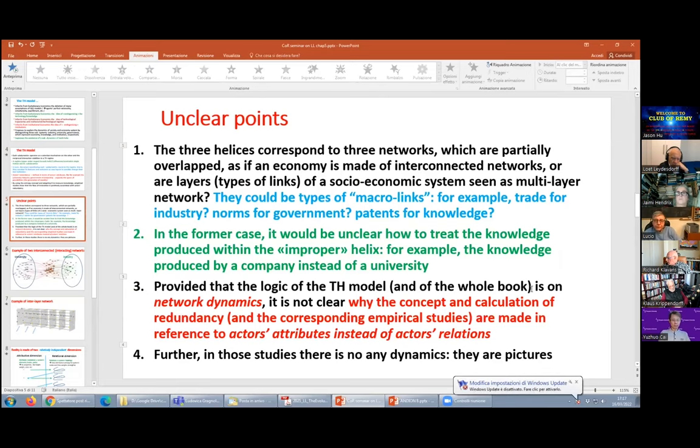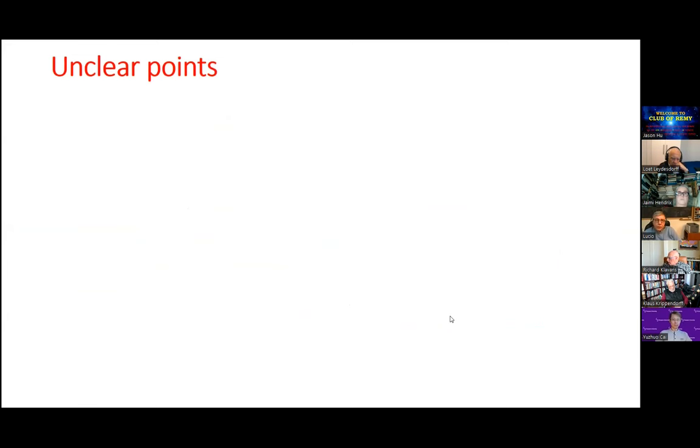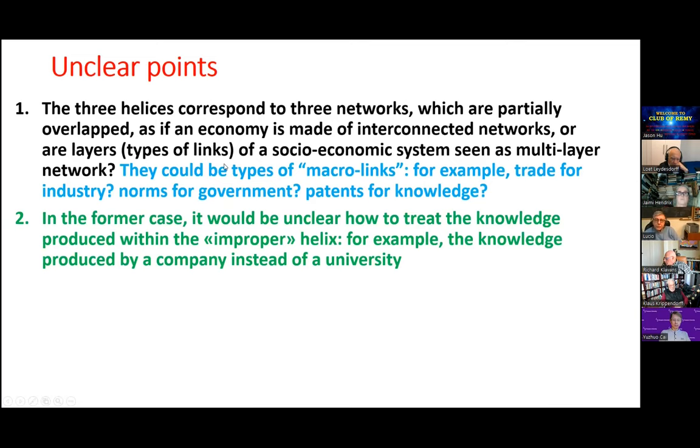For instance, in the former case, that of interconnected networks, it would be unclear how to treat the knowledge produced within, let's say, the improper helix, that is, the knowledge produced by companies, for instance, in their research and development department, and vice versa. A university can produce also something different than knowledge.